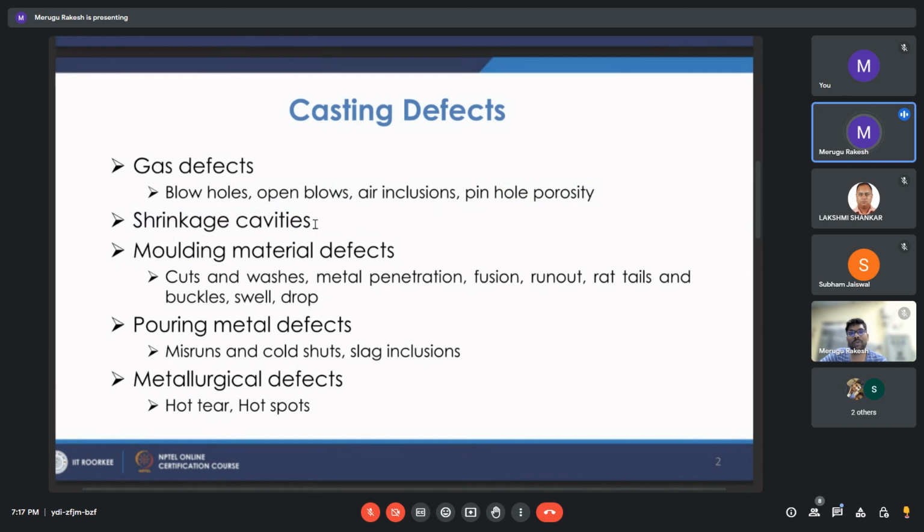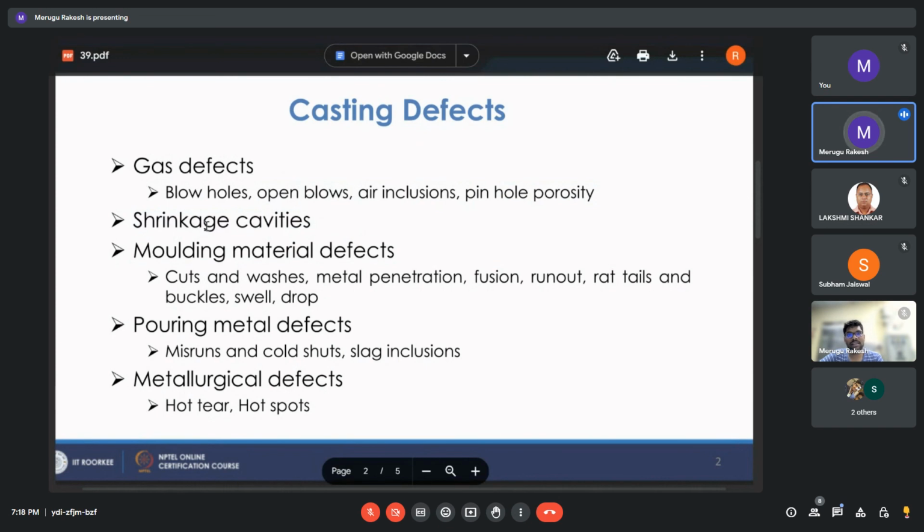If we do not provide enough liquid material, then shrinkage cavities occur. These shrinkage cavities can be in millimeter size as well as micron size, and can even happen at grain size level. We differentiate gas and shrinkage defects just by the shape. Gas defects are more likely perfectly spherical or elliptical, but shrinkage cavities are very irregularly shaped.